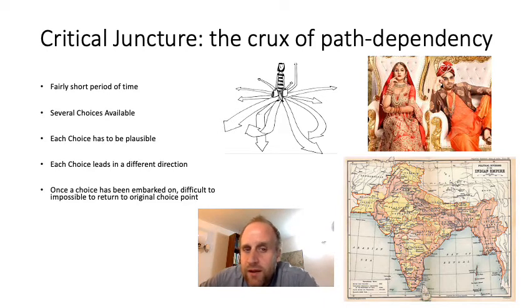Now, if we use an example from politics, let's look at the creation of Pakistan and the separation of the subcontinent. Before 1947, there were several choices available. Some people wanted to have a united India with a fairly strong central government. Then there was the cabinet mission plan alternative, which would have kept India united, but a very decentralized India, where most of the power lay in the regional governments.